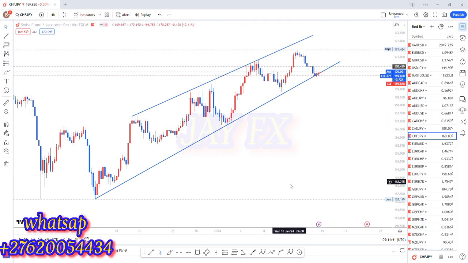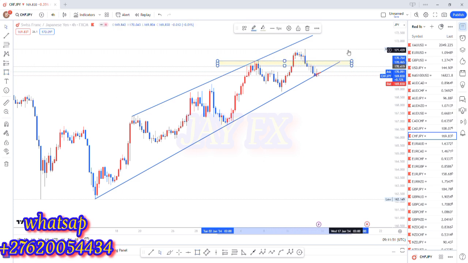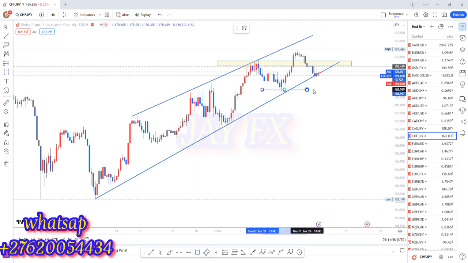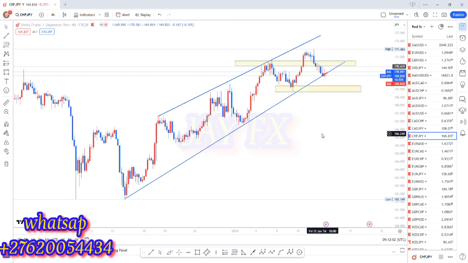What we're going to do is to just mark our last previous resistance, right? We're going to mark the previous resistance, right? And then we're going to mark the previous support, which is this. I hope you understand, or you see what I mean, right?